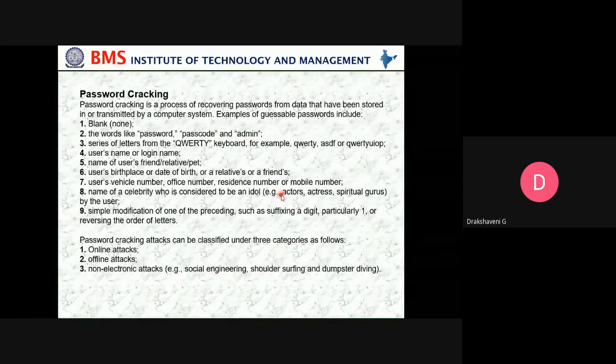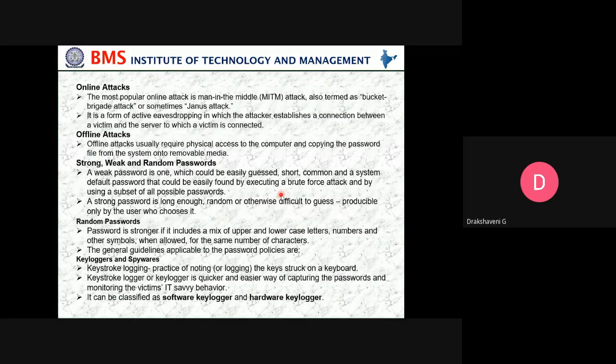One may be online attacks, another may be offline attacks, and the other one is non-electronic attacks. So first one, online attacks. The most popular online attack is the man-in-the-middle, MITM attack, also termed as a bucket brigade attack, or sometimes also called a John Doe attack. So it is a form of active eavesdropping, in which the attacker establishes a connection between a victim and the server to which the victim is connected. So they try to connect.